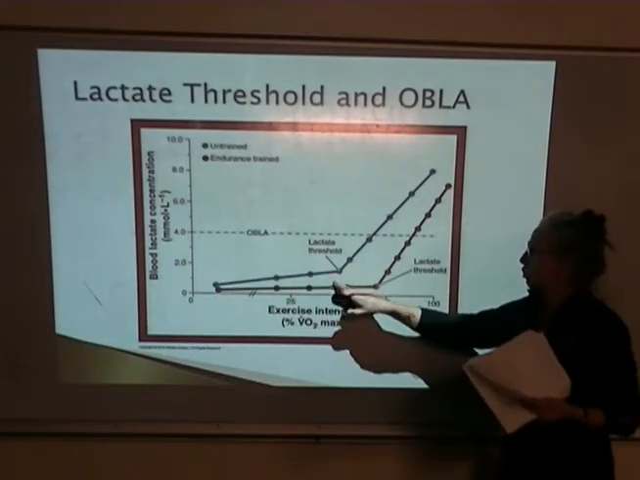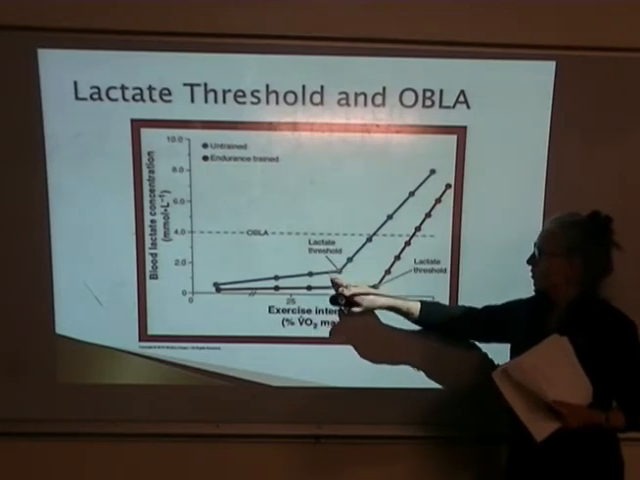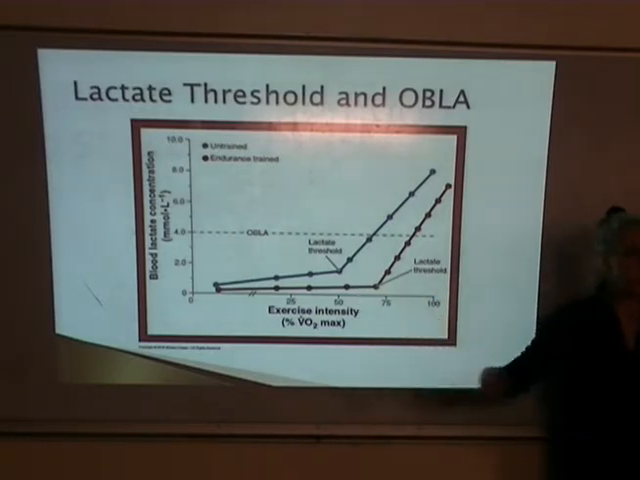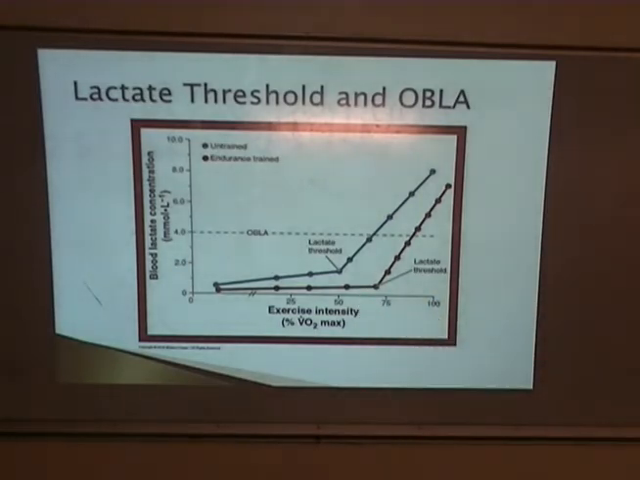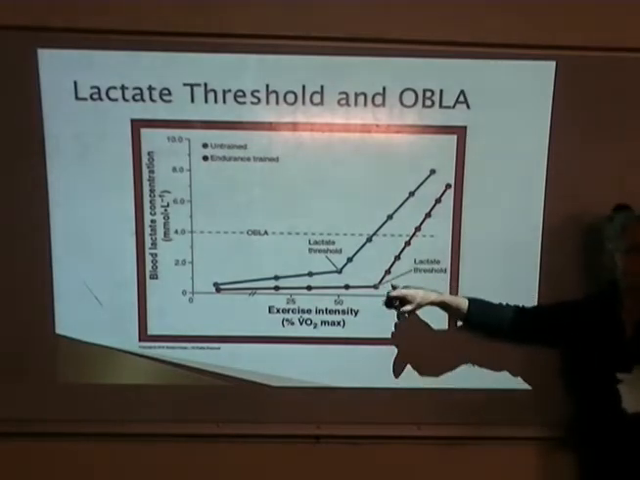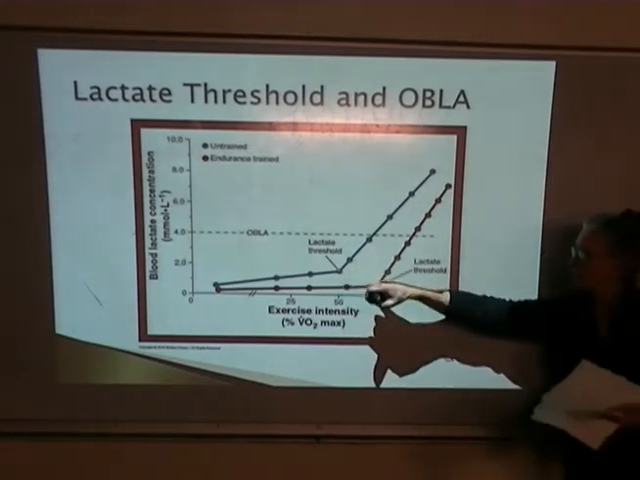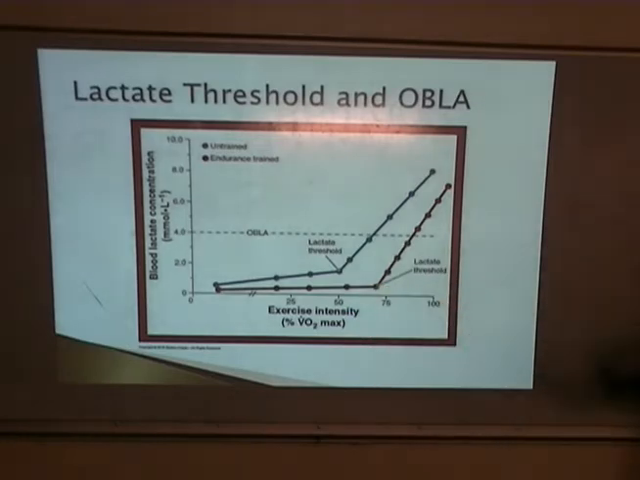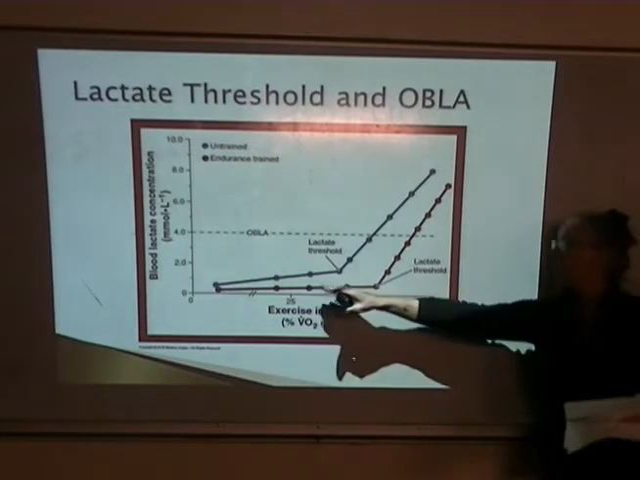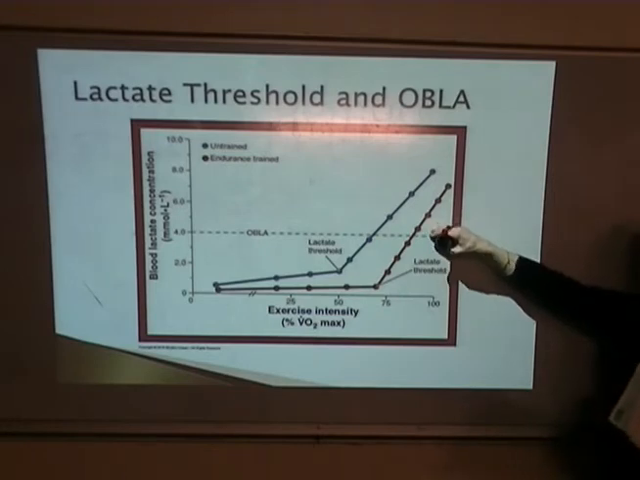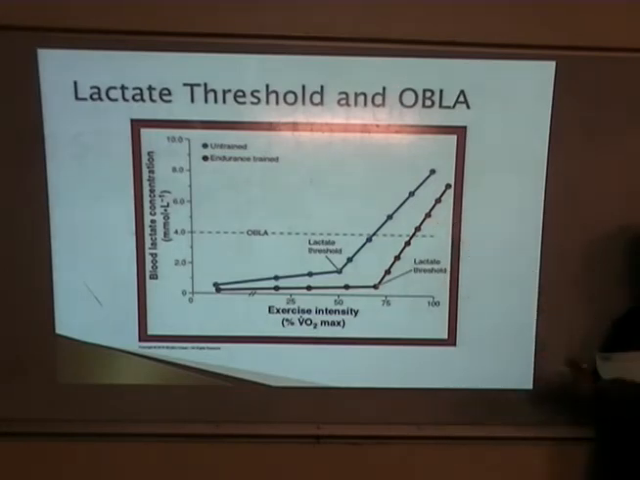My corner for an untrained person is 50 to 60% VO2 max. My corner for someone who's aerobically trained is going to be anywhere from 65 to 80, 85% of VO2 max. All right? So this change in the lactate threshold represents the ability to work much harder or much longer before I have to start accessing carbohydrate.